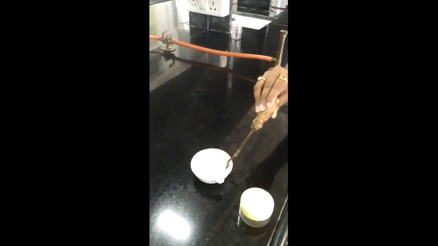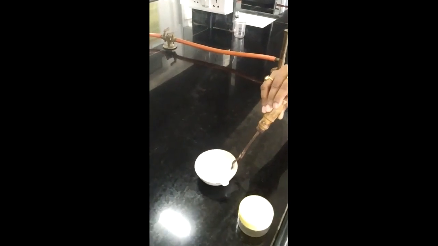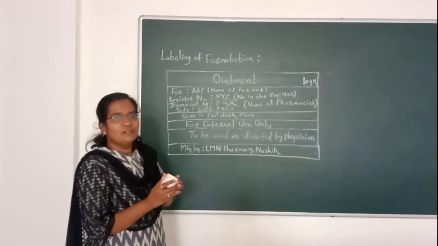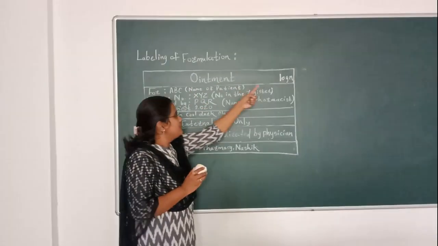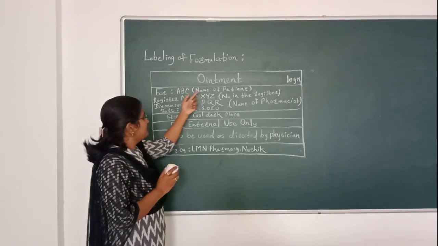We will wait till it becomes cool. After cooling, it will solidify. Then we will transfer it into this container and proceed to the labeling part. So now we will move towards the labeling part. Ointment, 10 gram, for ABC, meaning the name of the patient.